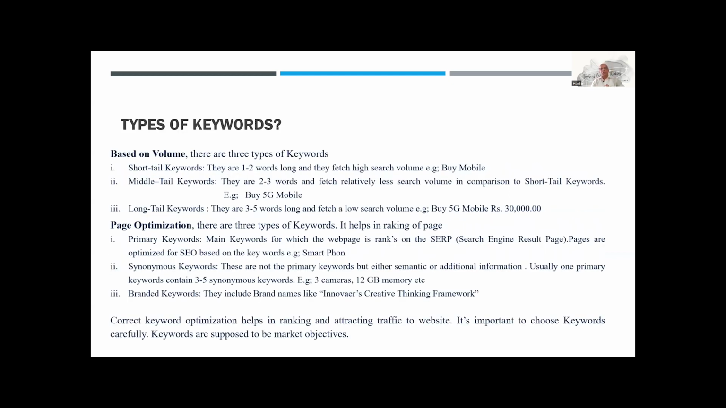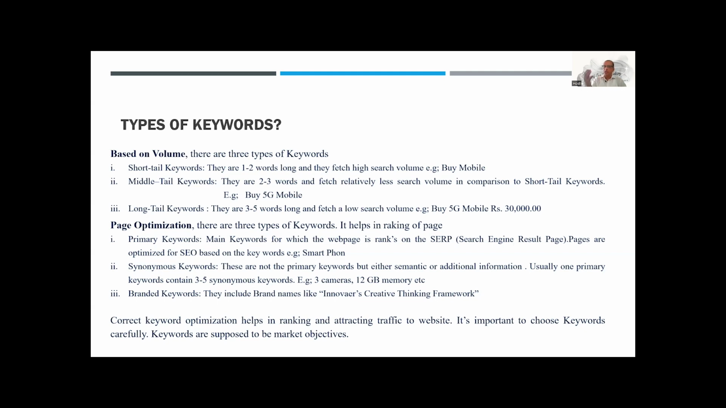Now, we have been talking about keywords. What are the types of keywords? Keywords are basically of three types. Now, before that, keywords are segregated into two parts. One is when we are typing the keywords in the search engine, and another is when you are using them as content. So let's first go ahead with the phase wherein we type in for the search.